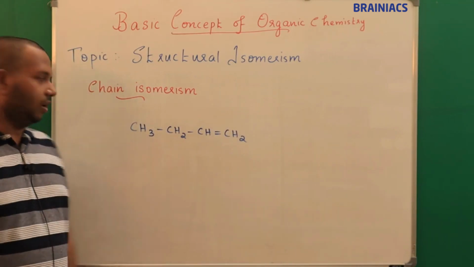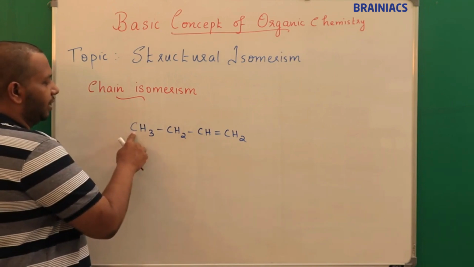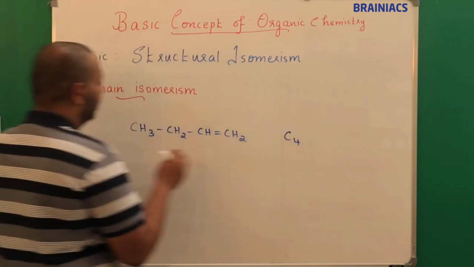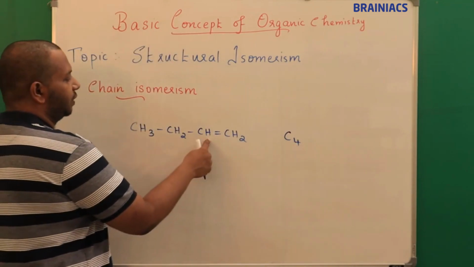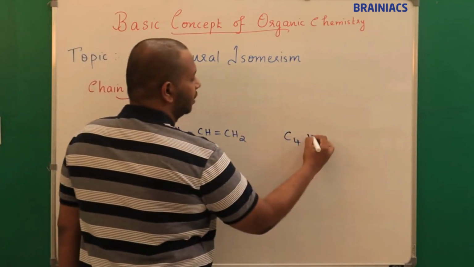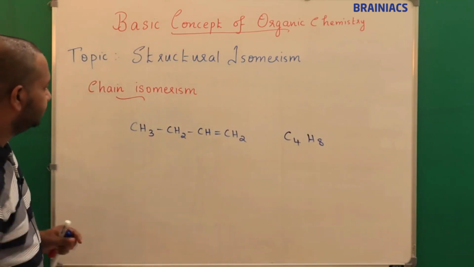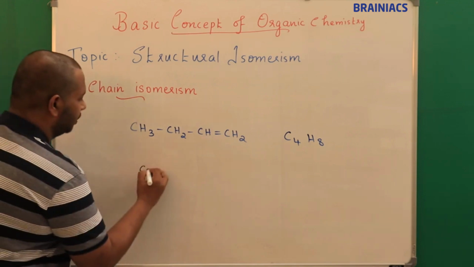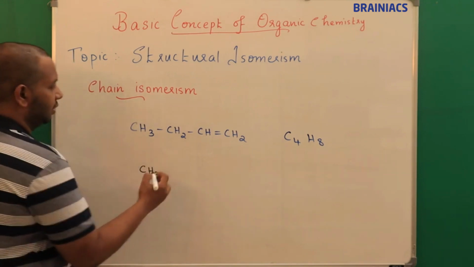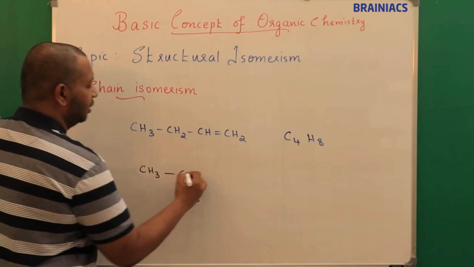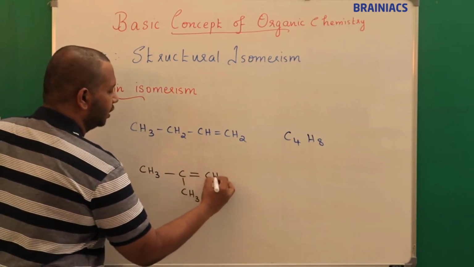Now let's write the formula. How many carbon atoms are there? 1, 2, 3, 4. So 4 carbon atoms are there. Hydrogen atoms: 3 plus 2 is 5, 5 plus 1 is 6, plus 2 is 8. Now let's draw another compound. Now CH3, correct? CH3 double bond CH2.